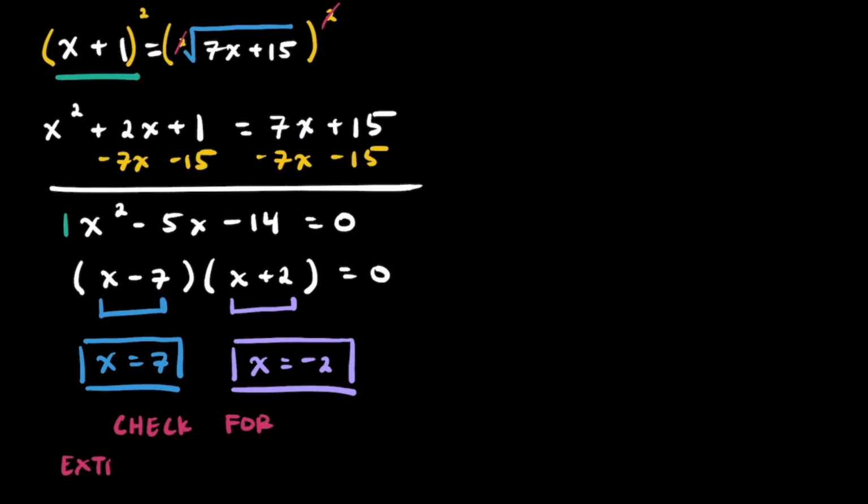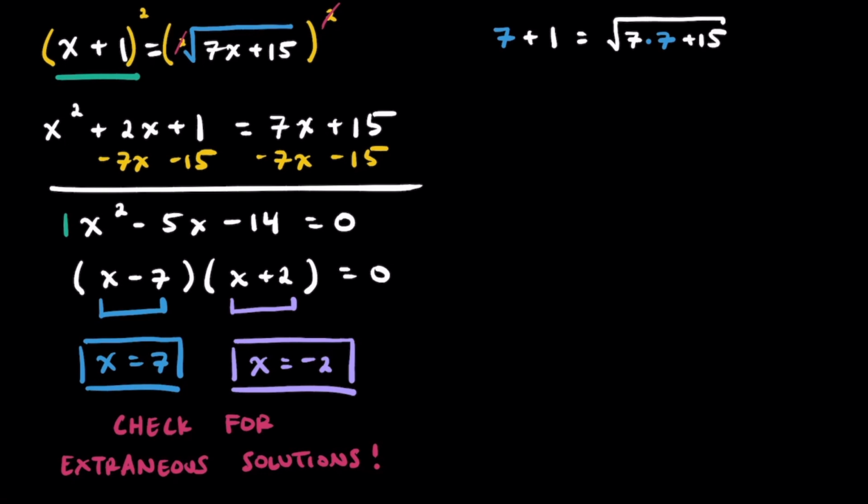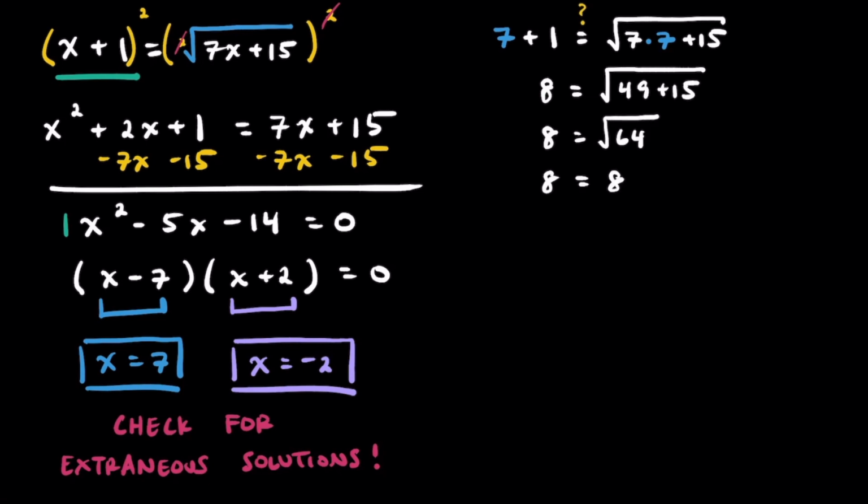Let's check for extraneous solutions. Plugging in 7 into the original equation, we're going to see if 7 plus 1 is equal to the square root of 7 times 7 plus 15. Simplifying a bit, we'll get 8 is equal to the square root of 49 plus 15, and 49 plus 15 is 64, so we'll have 8 is equal to the square root of 64. And since 8 equals 8, this solution works out.